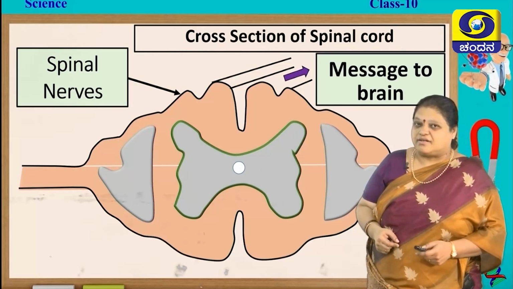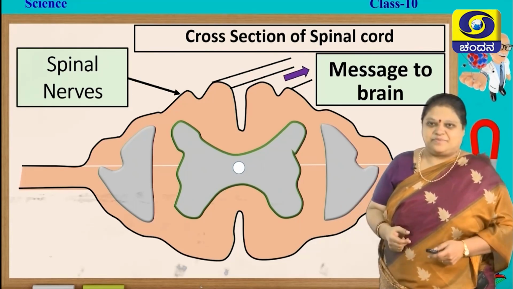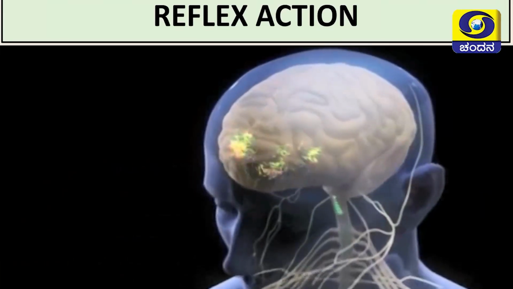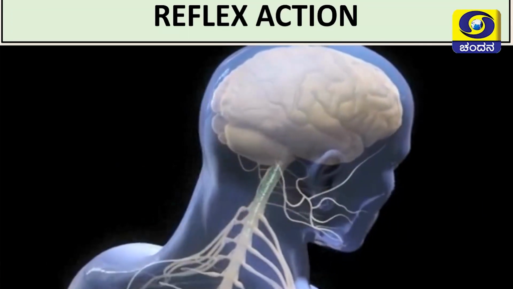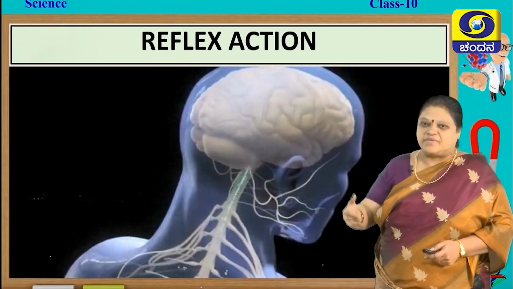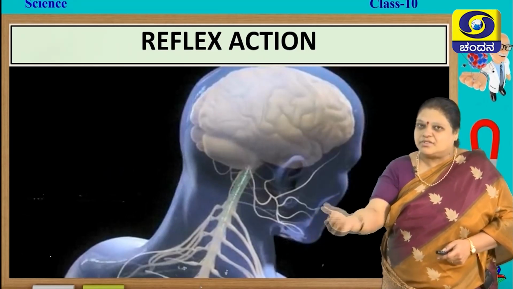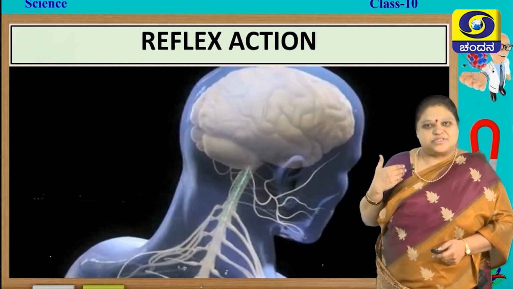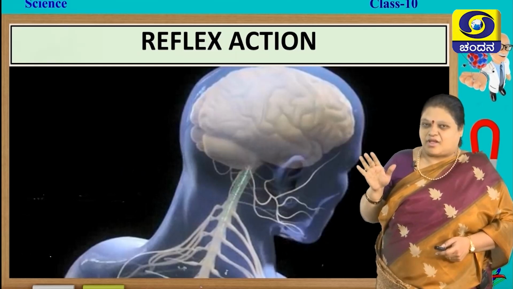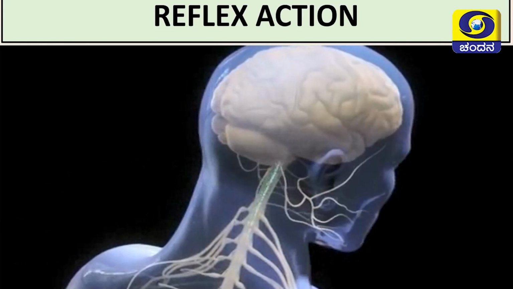How actually will the spinal cord work, how will the spinal nerves work, let us see. This is the reflex action. A person is touching a hot object, immediately the message will go to the spinal cord. The spinal cord will immediately send the message to the hand muscles and bones, and it will tell him to take away the hand from the hot object. This action which takes place suddenly or automatically, without even our knowledge, is called reflex action.